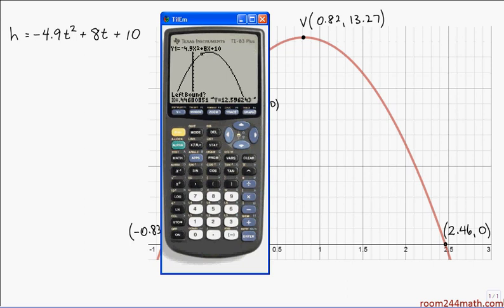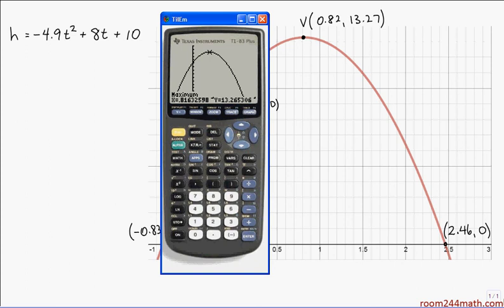For the left bound, you must move the cursor to the left of the vertex and then hit enter. And when it asks you for right bound, you must move the cursor to the right of the vertex. Doesn't matter how far to the right. And hit enter. Now guess would matter if there was more than one possible, in other words, a couple of little peaks. There's never going to be more than one peak with a parabola, and so you don't have to worry about guess. You can just hit enter.